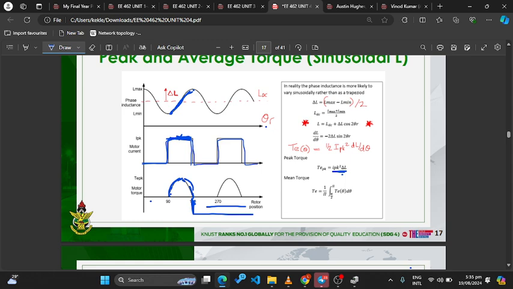So one of the pulses will go and energize a certain phase. That will cause the motor to move through a certain angle called a step angle. Then another pulse will go. Is that okay? But sometimes it goes so fast that you see the motor is just rotating.